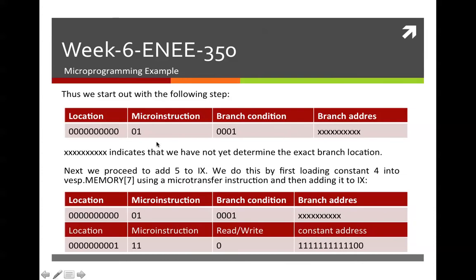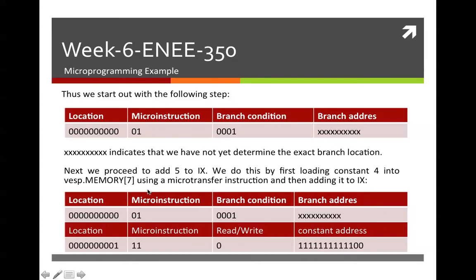So this, as you can see, is a branch type of instruction, and we are in location 0. And then the branch condition is codified to represent the fact that we're looking to see if a is equal to 0. Again, the address is not specified, and we're going to fill this out later.